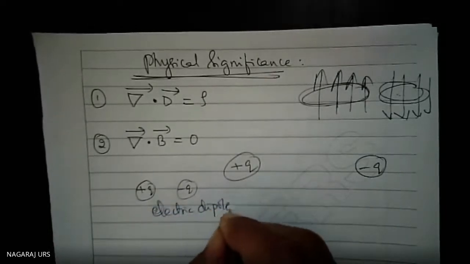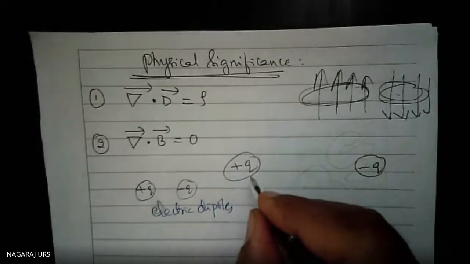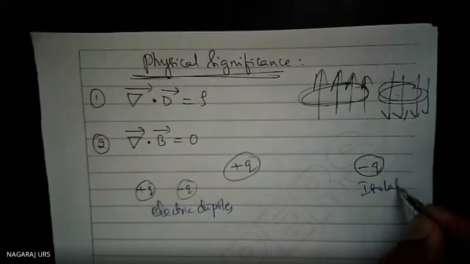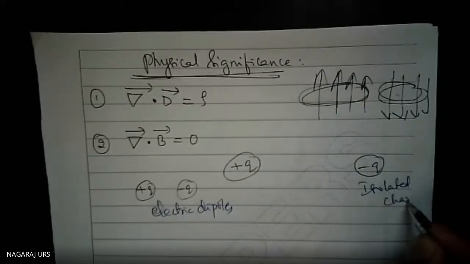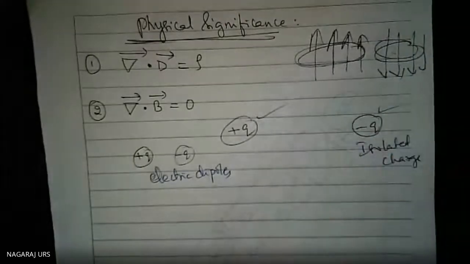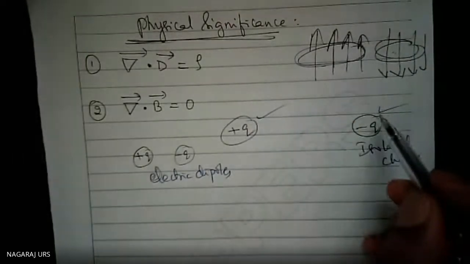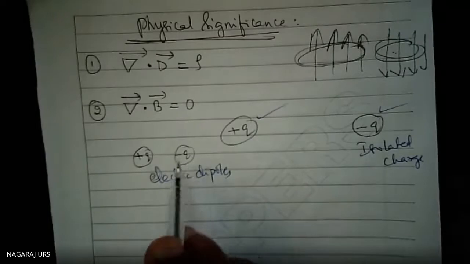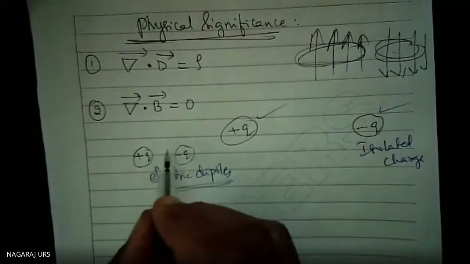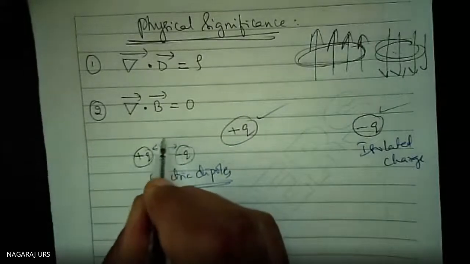Electric dipoles. This is isolated charge. This can happen: isolated charge, only plus Q is present, only minus Q is present, or both together are present here, which is called the electric dipole, separated by a very small distance, maybe 2a or 2l.